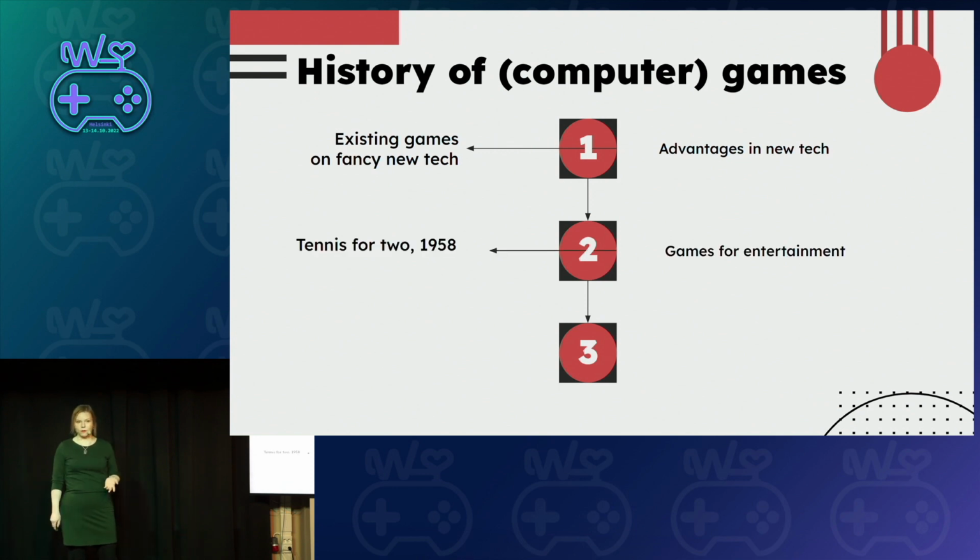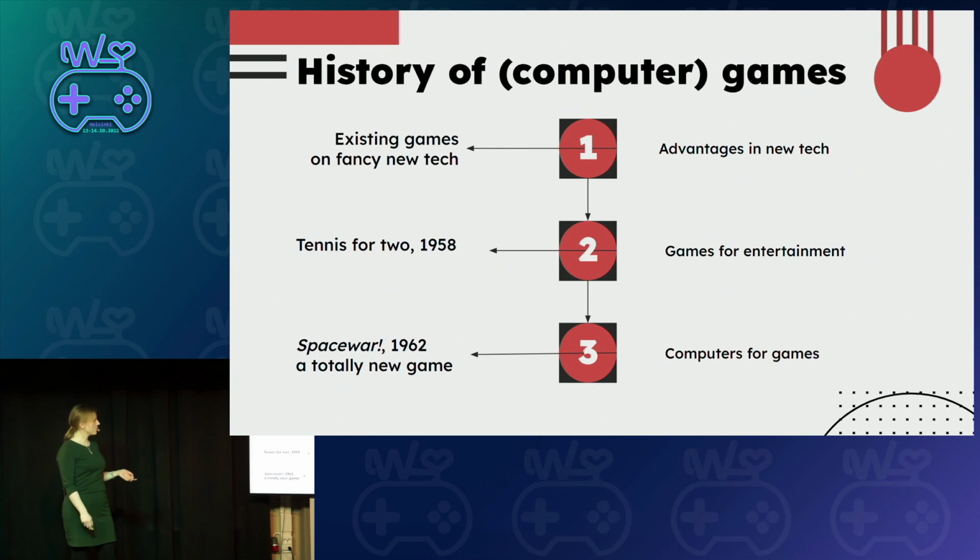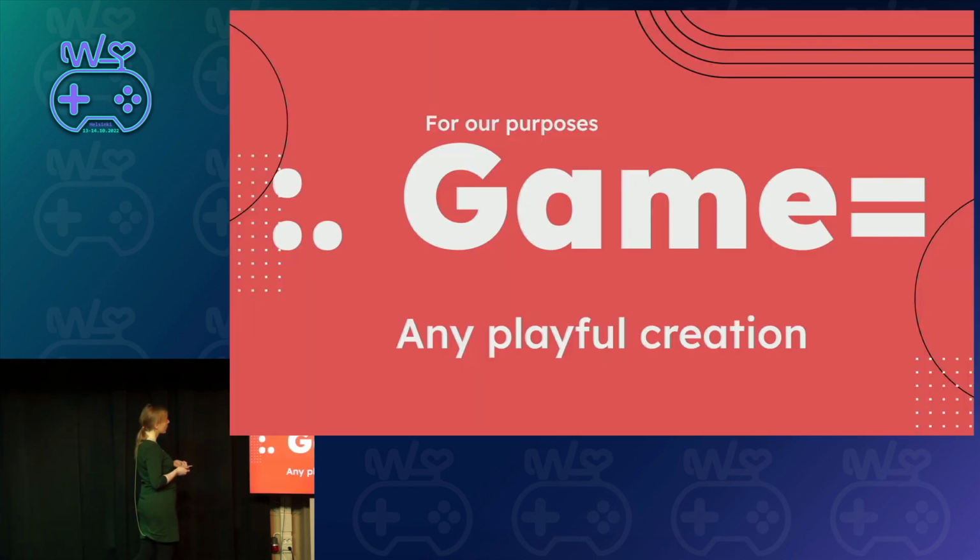It took a while for the first games to be produced only for pure entertainment. And then it took a little while to get the first games that showed us what these computers can actually do for games. So not the other way around, basically. For our purpose, we're just going to say that games are any playful creations from now on.